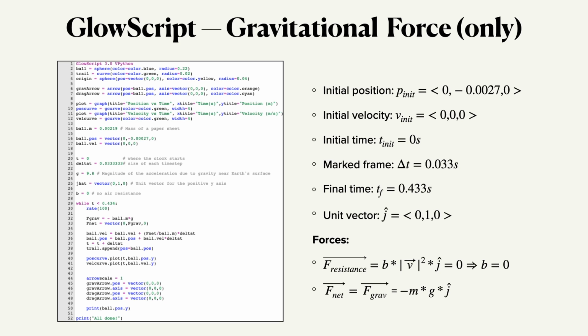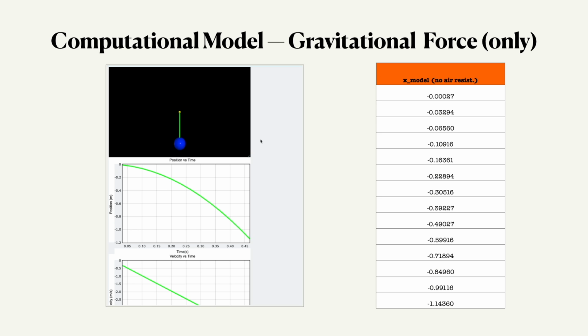To create a computational model, I also needed starting time, marker frame, and final time values, which I got from the Tracker application. For the first model, I considered that net force is equal to the gravitational force only, which I computed by using a formula: force of gravity equals minus mass multiplied by gravitational constant and unit vector. With this data, I wrote simple code in GlowScript to generate a computational model of the moving object.